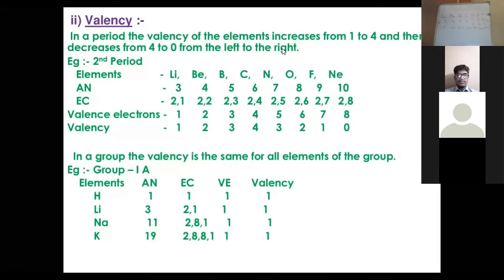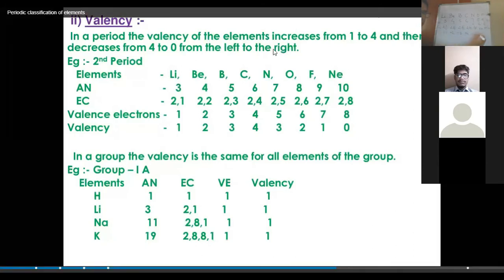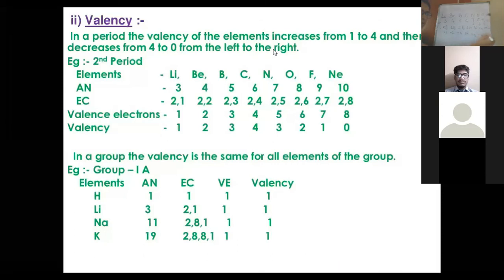Now, if I try to write down all their valencies: those having 1, 2, 3 electrons in their last shell will have valency plus 1, plus 2, plus 3. Then for 4, it will be plus or minus 4. And then for 5, the valency is minus 3. Then minus 2, minus 1, and 0.